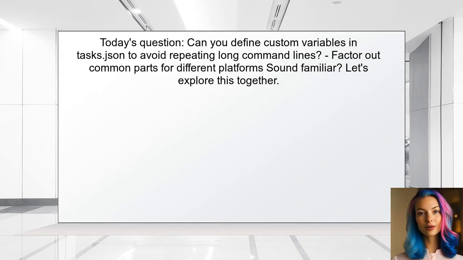Here's the specific question we're addressing today. One user asked if it's possible to define custom variables in tasks.json to avoid repeating long command lines. They want to know how to factor out common parts of their commands for different platforms. Sound familiar? Let's explore this together.